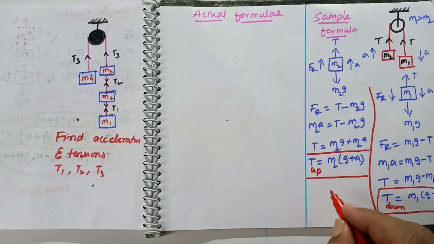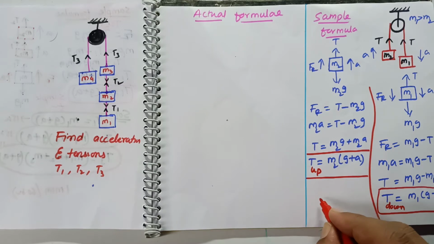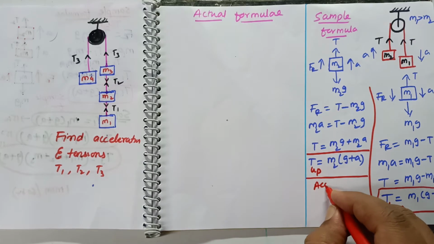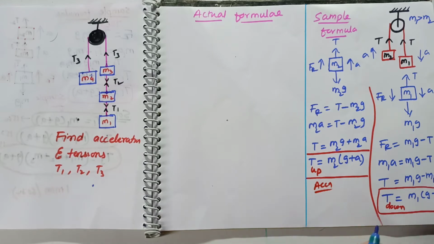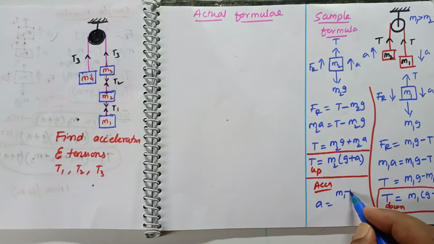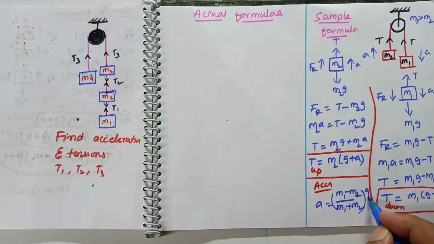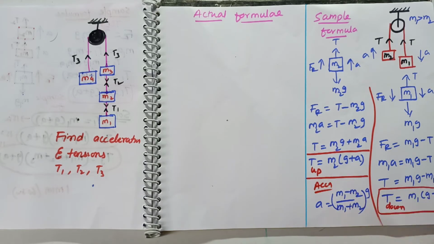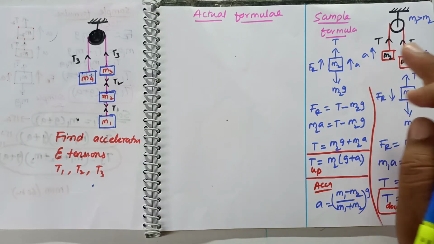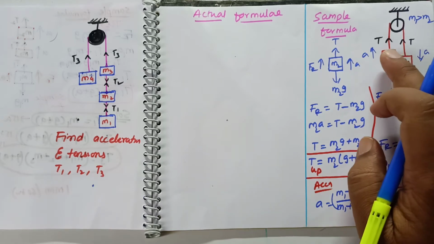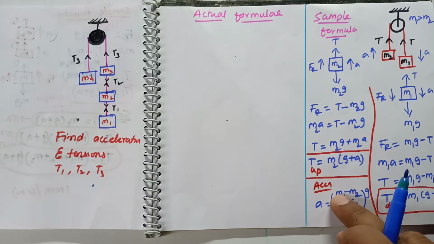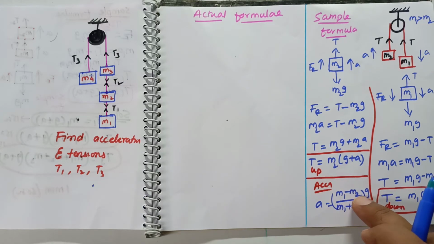But before going to that, you should try to understand the acceleration formula. What is the formula for acceleration? You all know, for Atwood's machine, the acceleration formula is (m1 minus m2) by (m1 plus m2) into g. By using this formula, you can find out acceleration also. So if you want, you can find out acceleration first. It is the dominating mass minus the lesser dominating mass. Here the dominating mass is m1 and the lesser dominating mass is m2.